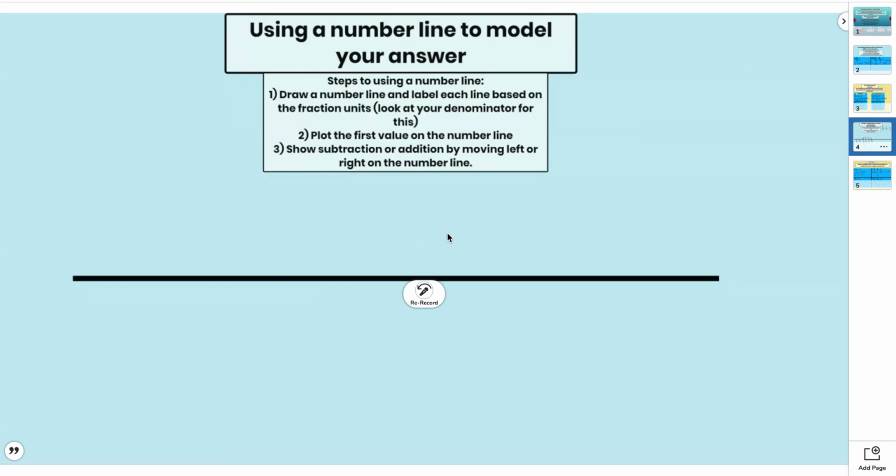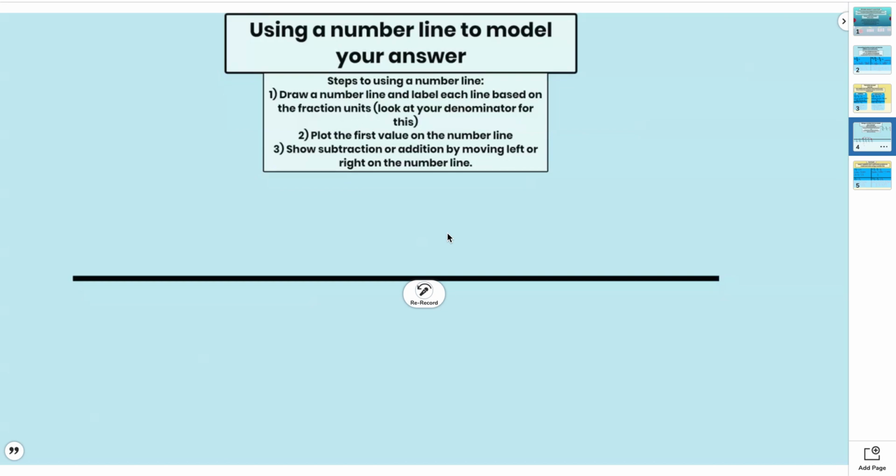Alright, now we're using a number line to model our answers. So when we're modeling our answers, we're looking at how we are going to show the subtraction or addition. The steps to using a number line: number 1, we're going to draw a number line and label each line based on the fraction unit. We're going to be looking at the denominator for our fraction unit. Number 2, plot the first value on the number line and show subtraction or addition by moving left or right on the number line. So let's do an example.